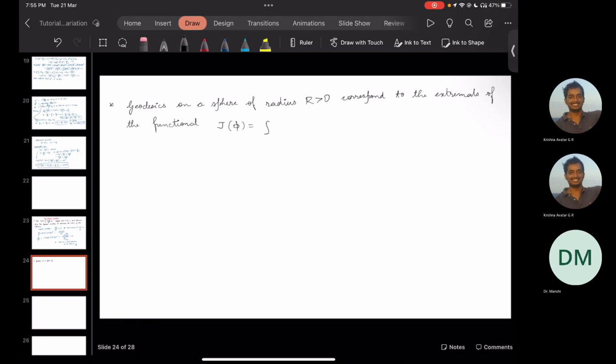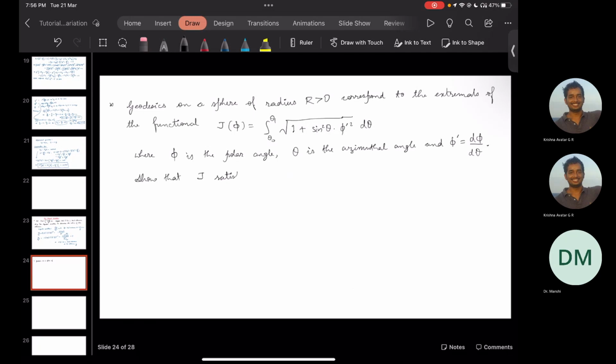J(φ) is the integral from θ₀ to θ₁ of the square root of 1 + sin²θ φ'², where φ is the polar angle and θ is the azimuthal angle, and φ' is equal to dφ/dθ. So we have to show that J satisfies the Legendre condition.